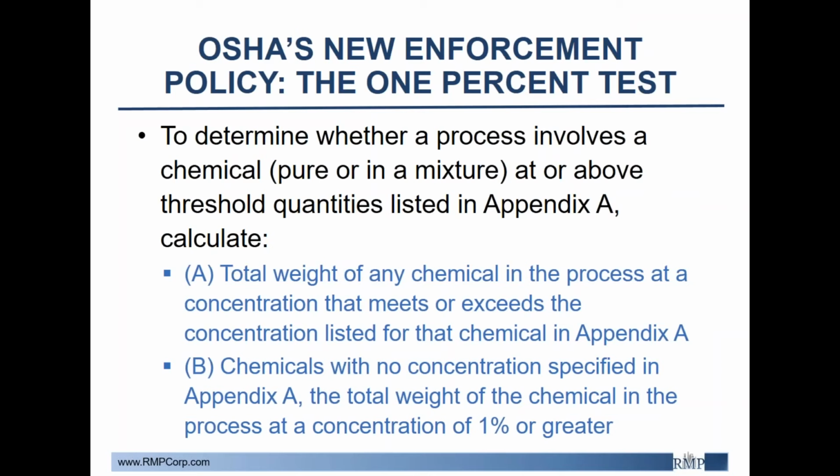So this is the 1% test. The new enforcement policy requires employers to determine whether their process involves a chemical, pure or in a mixture, at or above threshold quantities listed in Appendix A by calculating either the total weight of the chemical in the process at a concentration that meets or exceeds the concentration listed for that chemical in Appendix A, or for chemicals with no concentration specified in Appendix A, the total weight of that chemical in the process at a concentration of 1% or greater. And I have provided two examples in the following slides to help clarify this rule for you.